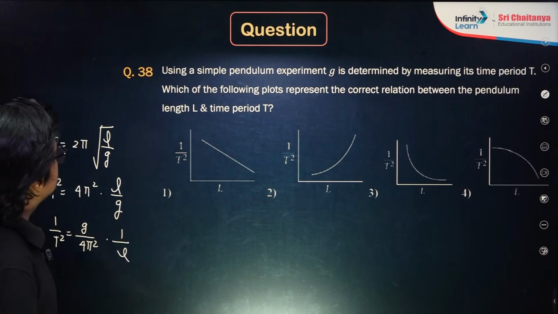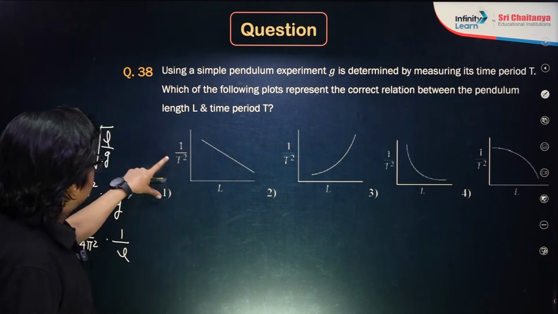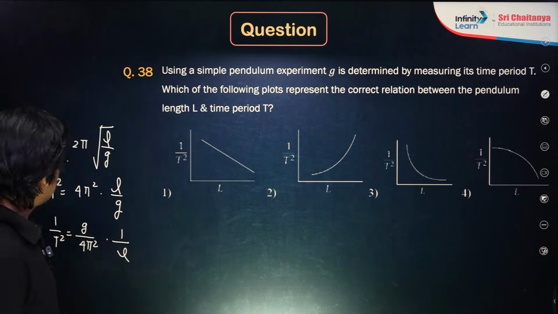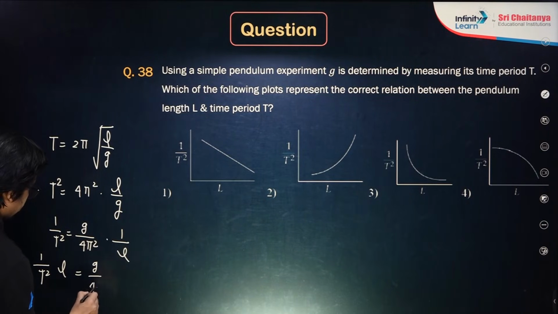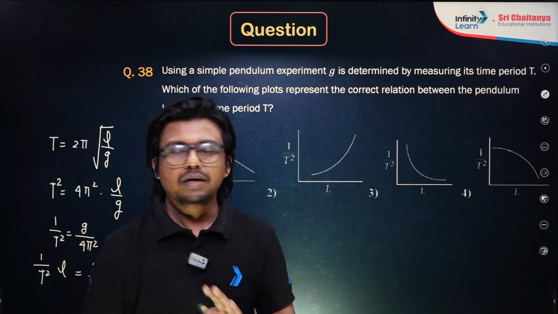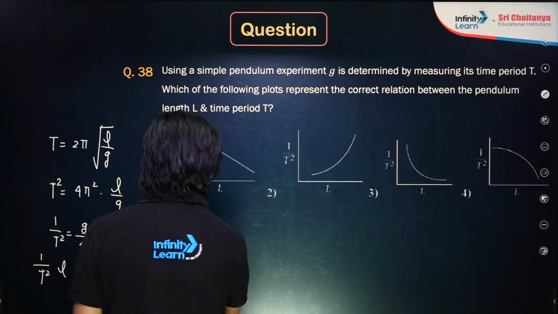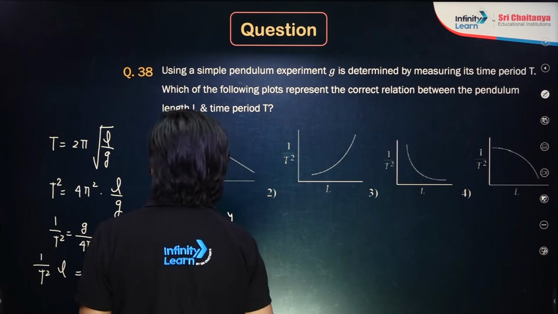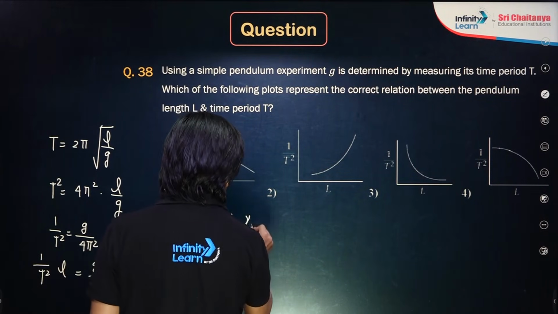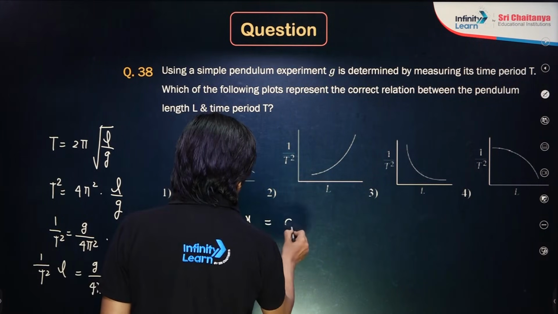Okay, so what we are trying to do is plot a graph between 1 by T square and L. So I have changed my equation to this. Now 1 by T square into L, you can write 1 by T square into L, that is equal to G by 4 pi square. If you plot 1 by T square on the y-axis and length on the x-axis, they are taking capital L. So let's take capital L. In place of 1 by T square, you can write y. In place of this small l, you can write x. And that is actually a constant.